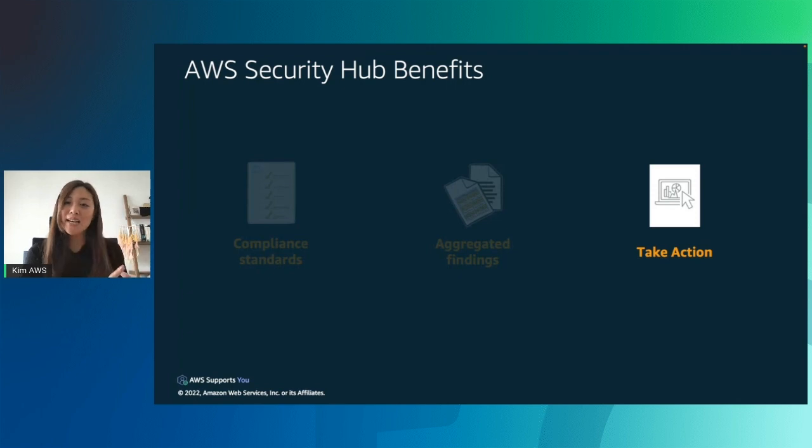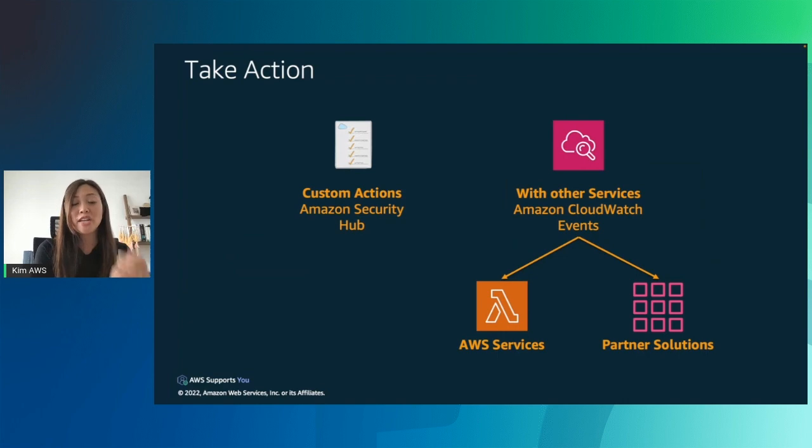All right, so taking action, what else does that mean? I can send custom actions and create custom actions within Amazon Security Hub. Or I can also create findings and actions within services such as Amazon CloudWatch Events. Whenever a finding does get created, I can, for example, send it off to an email address, thereby notifying a security administrator that a security finding has come up. Or I can send it through into AWS services such as AWS Lambda for auto remediation, or I can also send it off to a partner solution such as a SIEM.